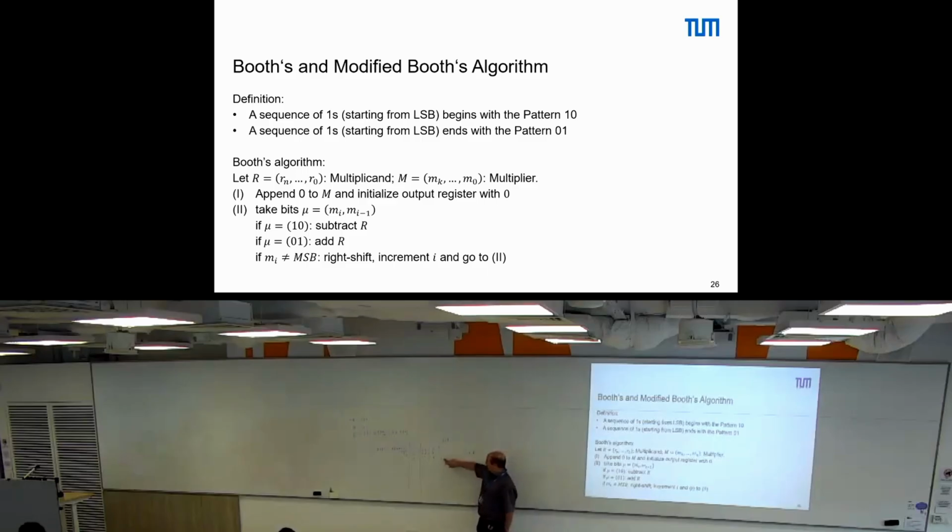So if we invert, we have 0, 0, 1, 0, 0. If we add 1, then we have 0, 0, 1, 0, 1, which is 5. So it's still a minus 5. It's just a longer representation. Correct? Now, we are done with the first step. We take the next 2 bits. 0 means we only need to shift, right? We do sign extension. 1, 1 is 1, 0, 1, 1.